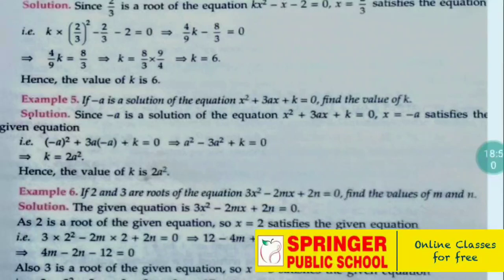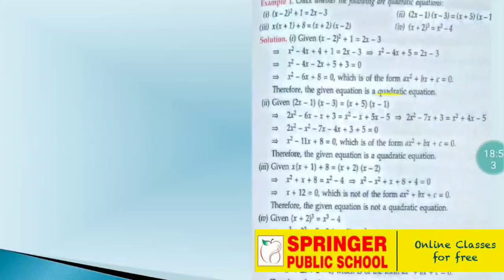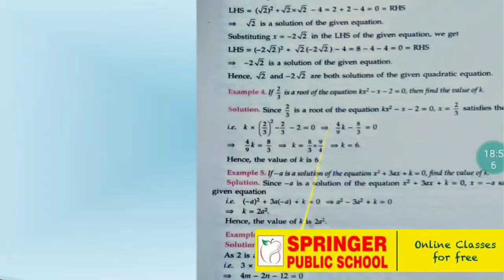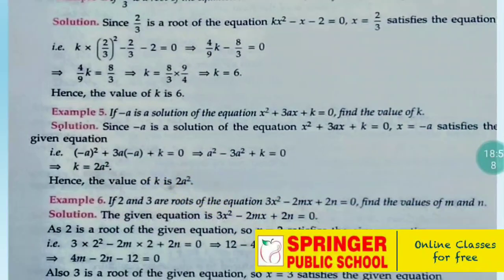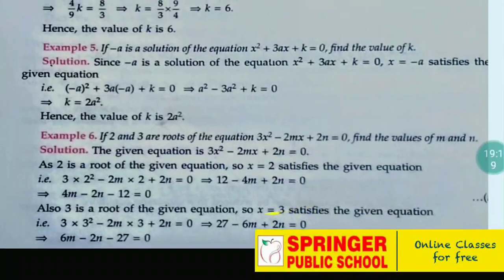It becomes a square minus 3a square plus k is equal to 0. So minus 2a square plus k is equal to 0, and so k is equal to 2a square. So the value of k is 2a square.